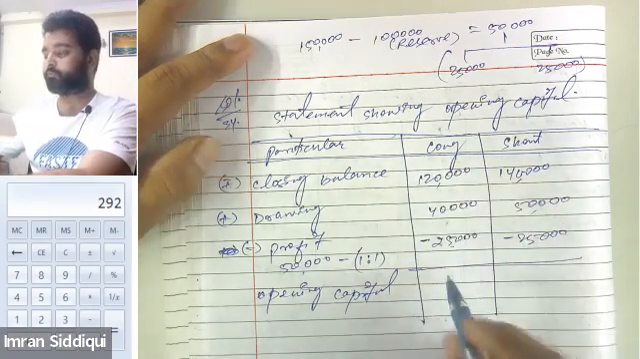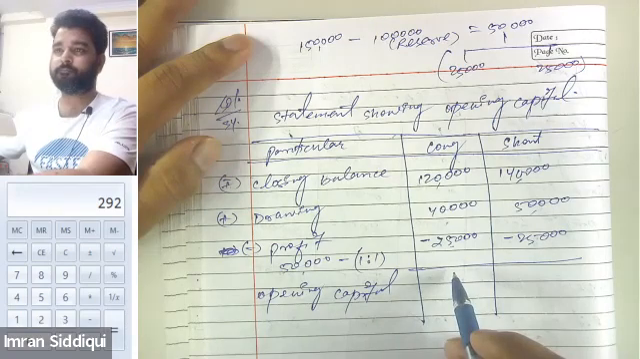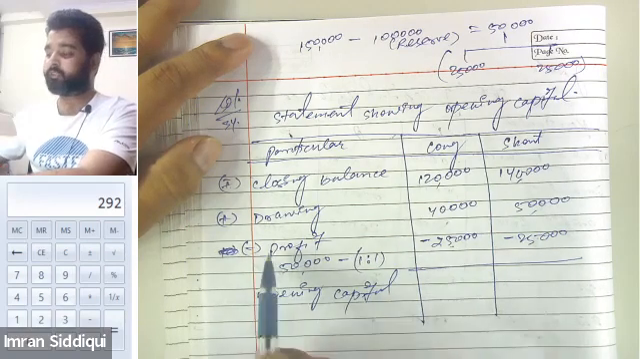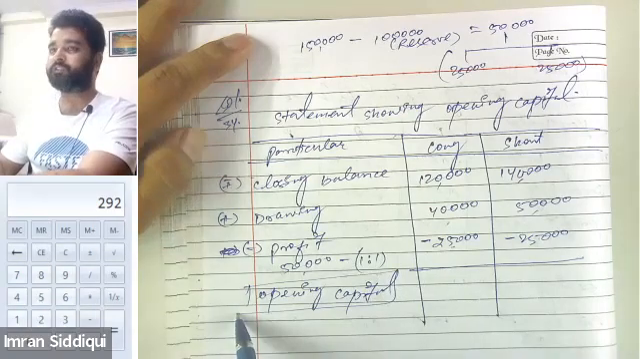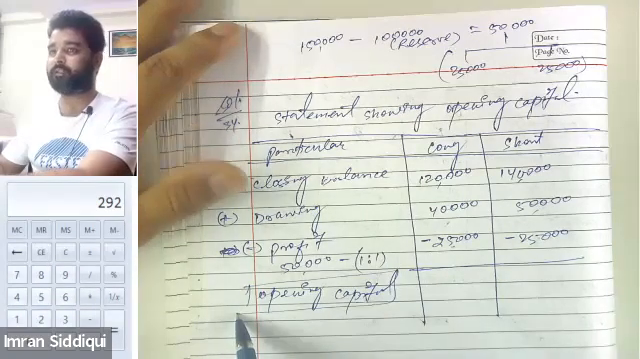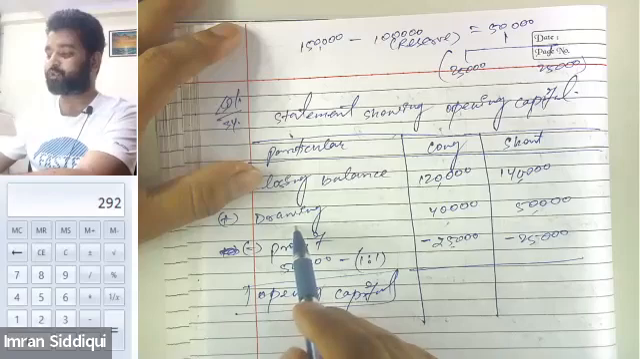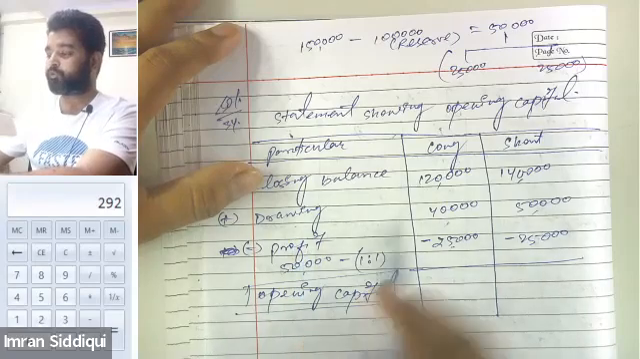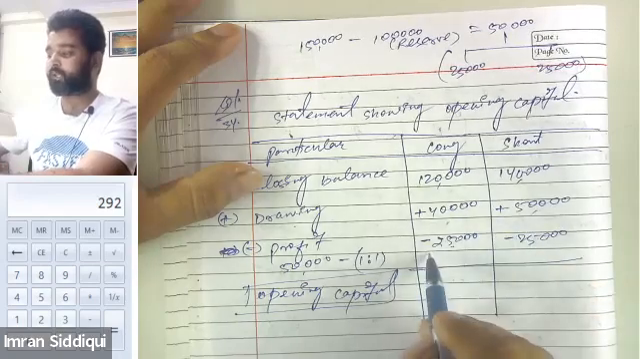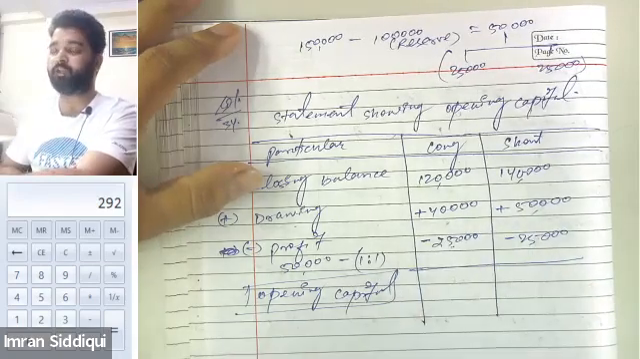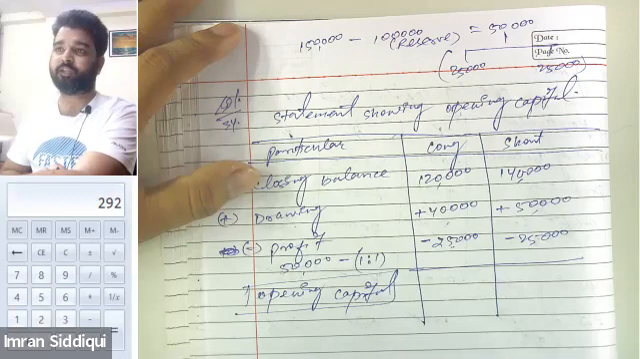Now we will find out the doubt: why did I put the minus sign? Because, in order to find the opening capital balance, what is the formula? Closing capital plus drawing minus profit. So we have to add 40,000 and 50,000, and we have to subtract 25,000 and 25,000. Therefore, I have used the negative sign in the profit segment.